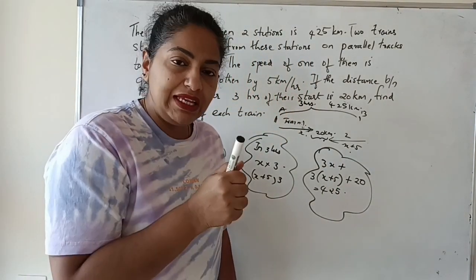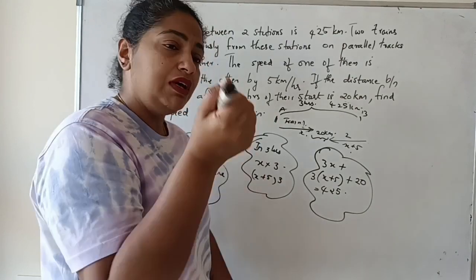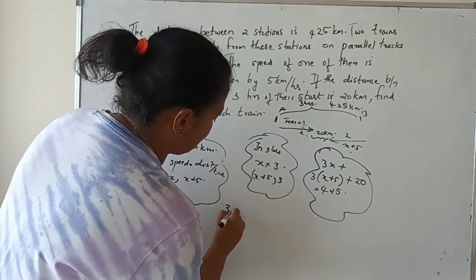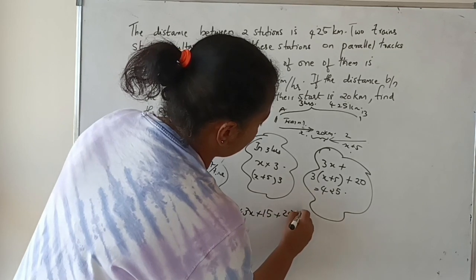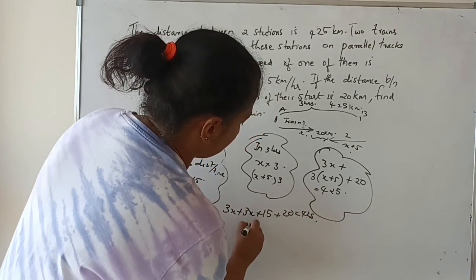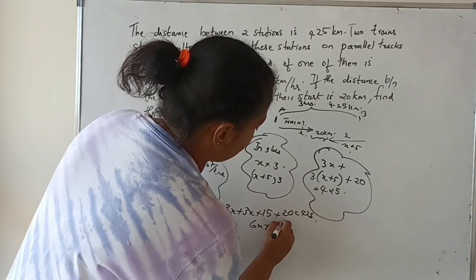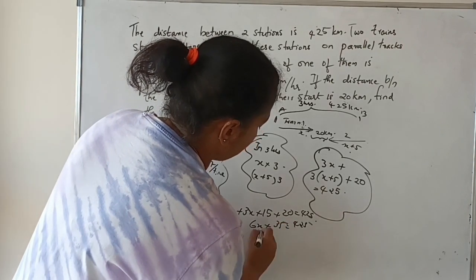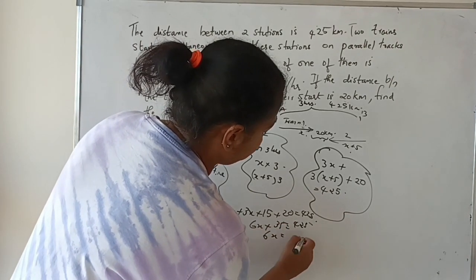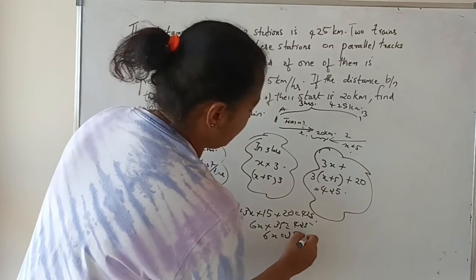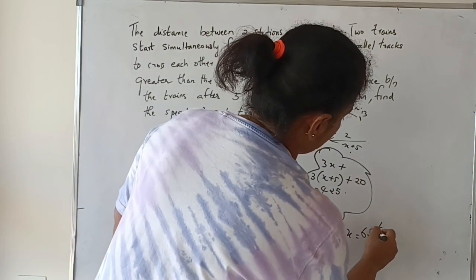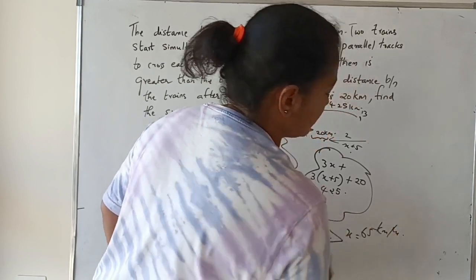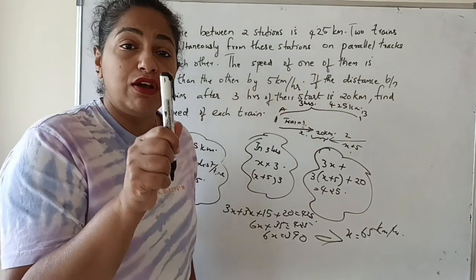Okay, we have a linear equation which we need to solve. So let us open the bracket. We will get 3x plus 15 plus 20 is 425, or 6x plus 35 is equal to 425, or 6x is equal to 390, which would give me x is equal to 65 kilometer per hour. That is the speed of train 1.